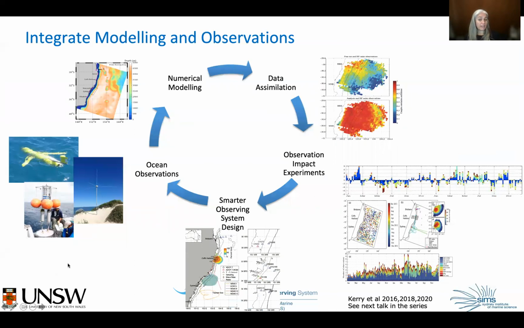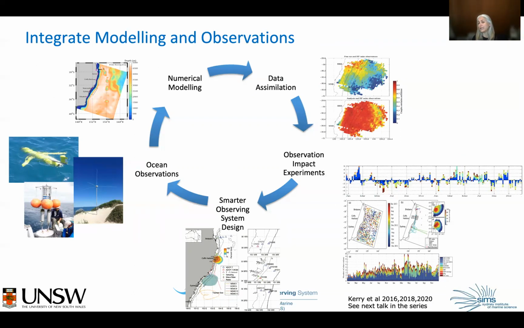Another of the strengths of our program is the integration between the modelling and the observing program. And I think my colleague Colette Kerry might also show this slide. We work very closely from the outset to collect our observations and integrate with the numerical modelling program through data assimilation. We've conducted observation impact experiments that show the benefits of the observations and what value they bring to us.